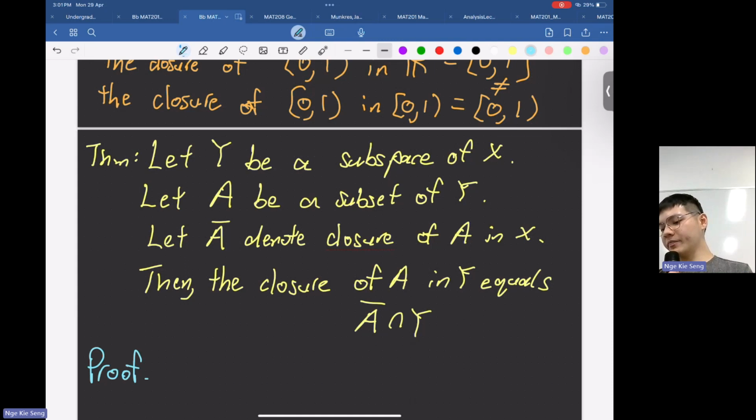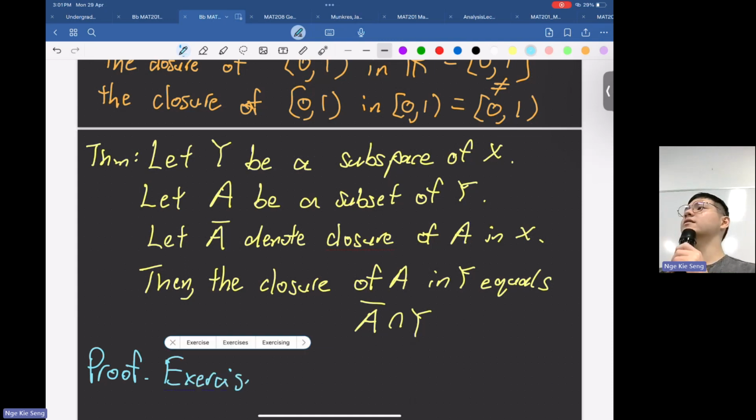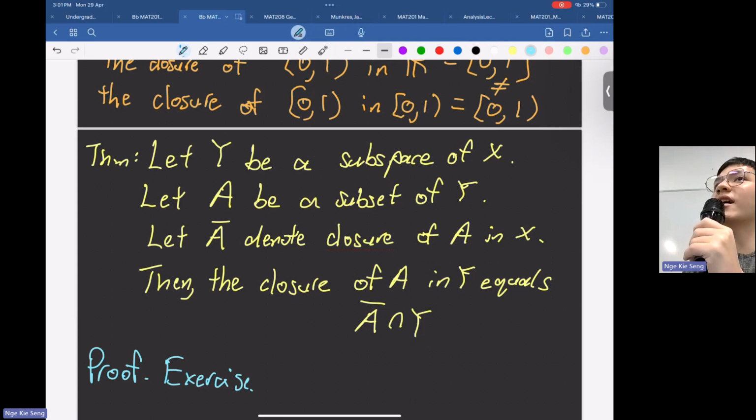More importantly, you need to know why I left it as an exercise. I'm not torturing you, because it's just some repetitive argument, using the definition of closure and then changing some sets. So what's the key here? The key point is whether you know how to apply this theorem. Let's say I have a subspace Y and a subset A of Y. I want to find the closure of A in Y. How do you find it? Use this method. You need to find the closure of A inside X first, and then intersect with Y.